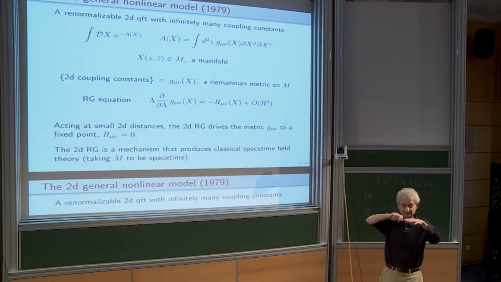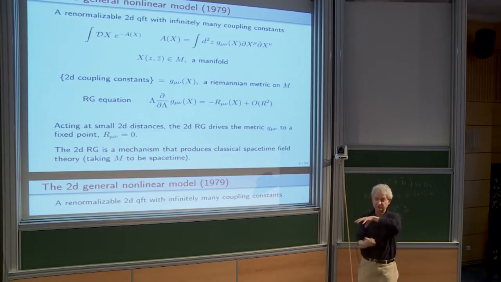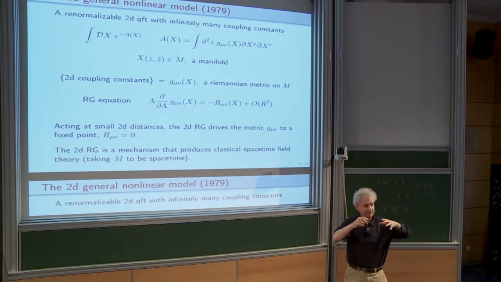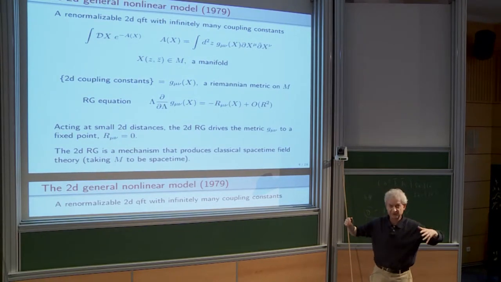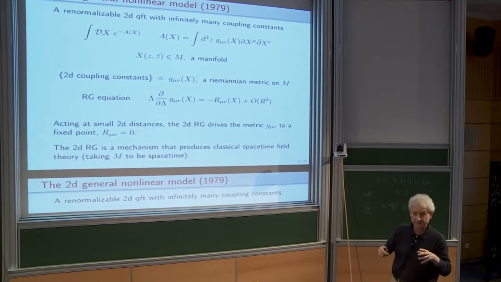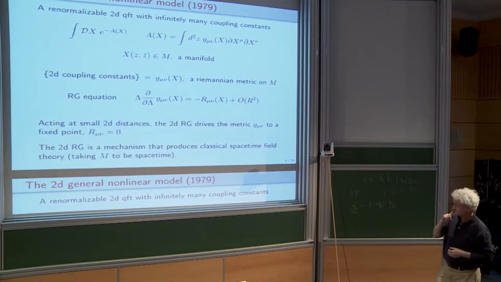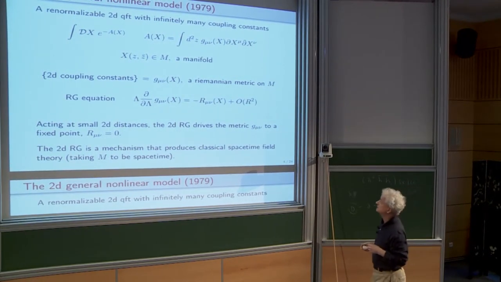So this work was inspired by Sasha Polyakov's discovery that the two-dimensional nonlinear sigma model is renormalizable, where the target manifold there is the two-sphere, with O3 symmetry, the round two-sphere, so the only coupling constant is the inverse size of the two-sphere, and Sasha discovered that that was an asymptotically free coupling constant. So this can be thought of as a generalization of that.